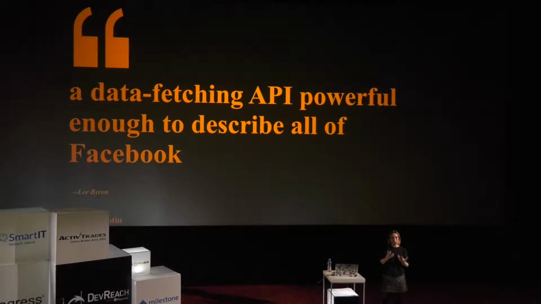When the team at Facebook started rewriting their mobile applications towards the end of 2012, they basically wanted to build a data fetching API powerful enough to describe all of Facebook. And I'm going to let that sink in. All of Facebook. A fact from Asim Hussein is that whenever we're making a request to Facebook, they're going to make probably 1,000 other requests in order to retrieve our data.